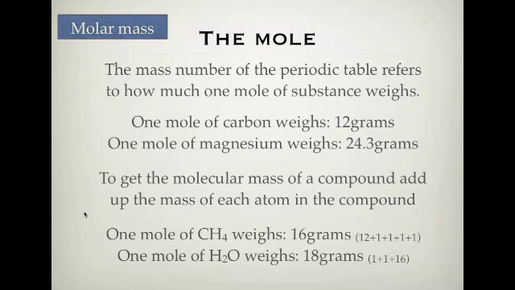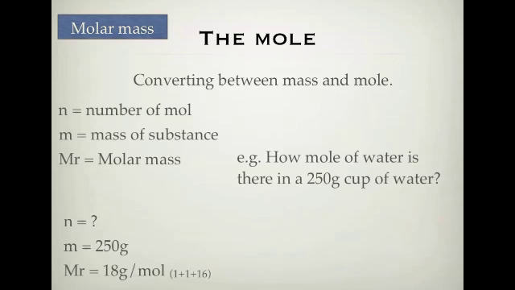We can use this information to go between grams of atoms and work out how many moles of something we have. So really what we can do is count using mass. And here's an example of how we do that. We have converting between mass and mole. Once again, n is our number of moles, m is our mass of substance, and Mr is our molar mass.